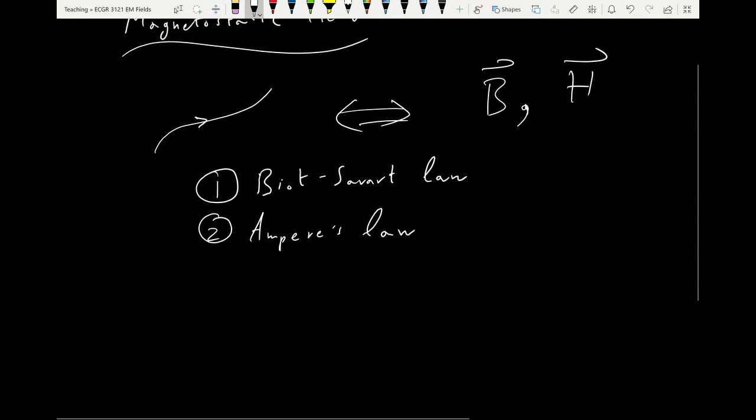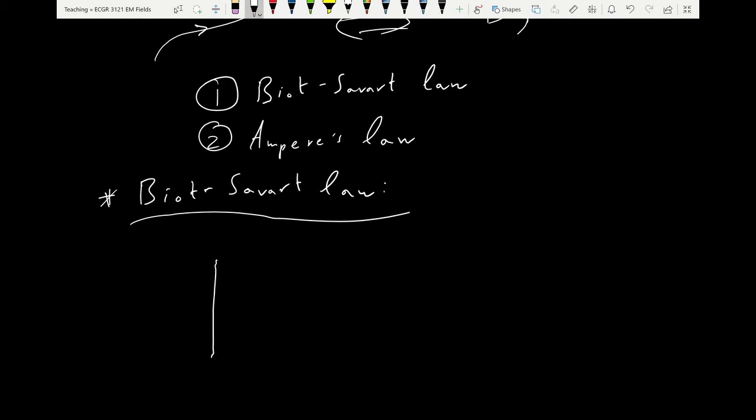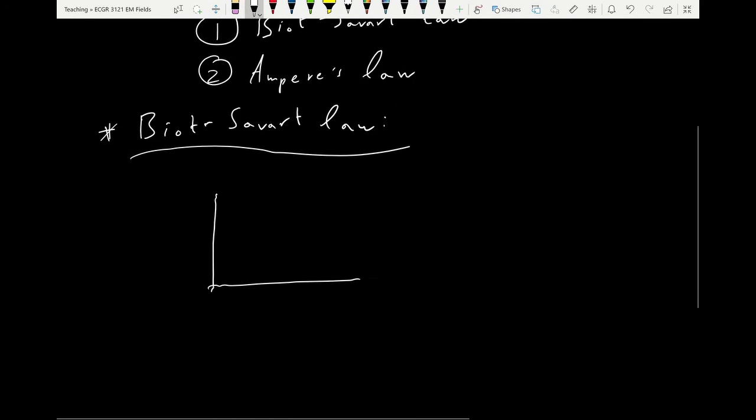So we're going to start with the Biot-Savart law. And this is an empirically discovered law, right? So the setup: we want to have our coordinate system as usual, right? And then we're interested in calculating the field as usual. We're interested in calculating the field at a point. All right, so this is the position vector R for that point P.